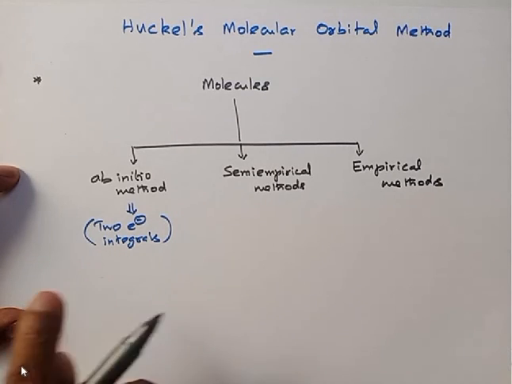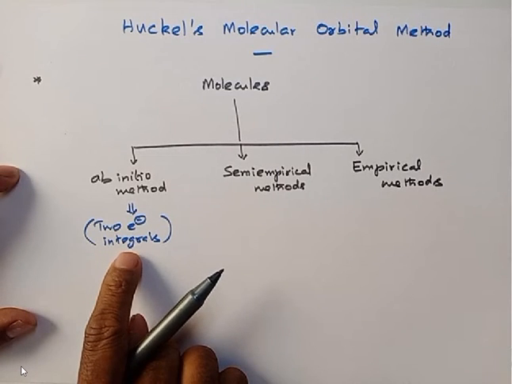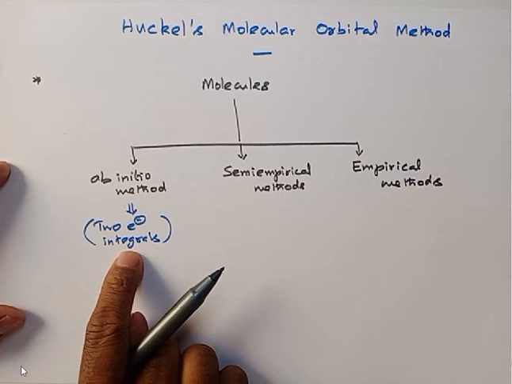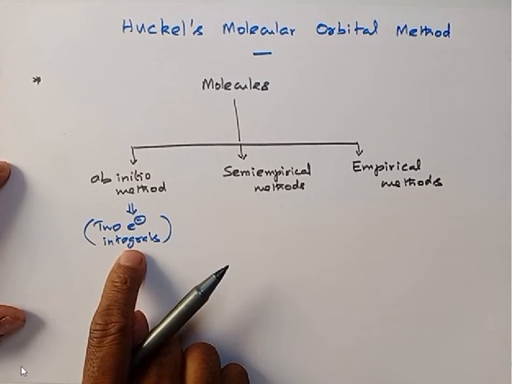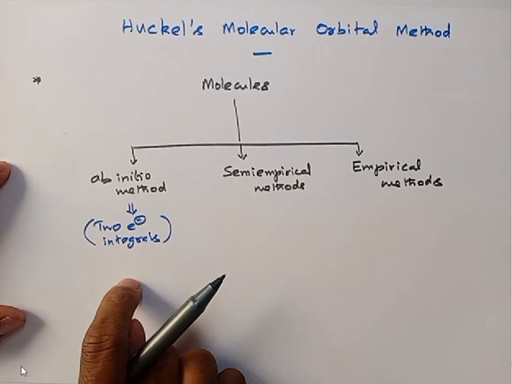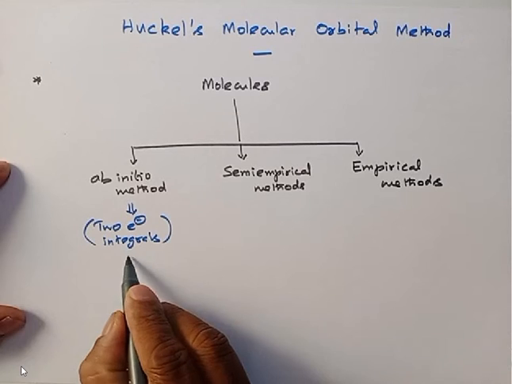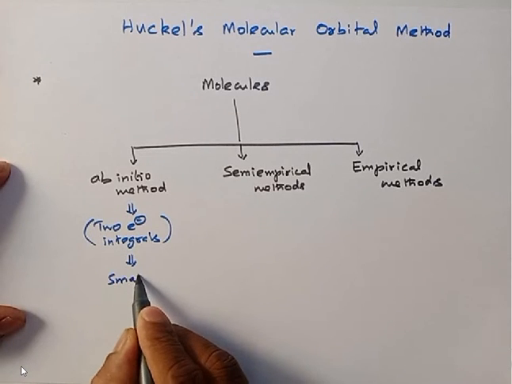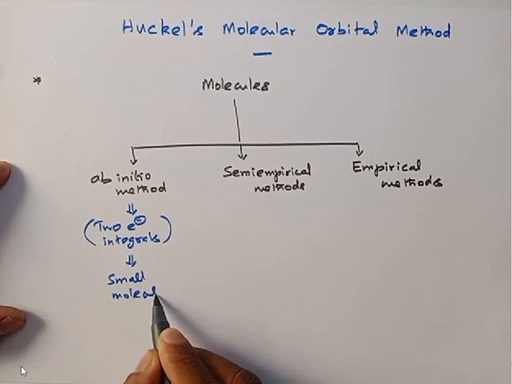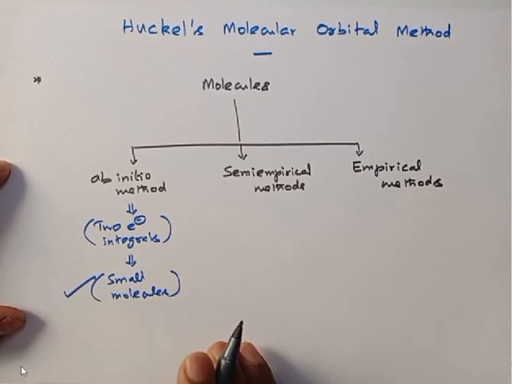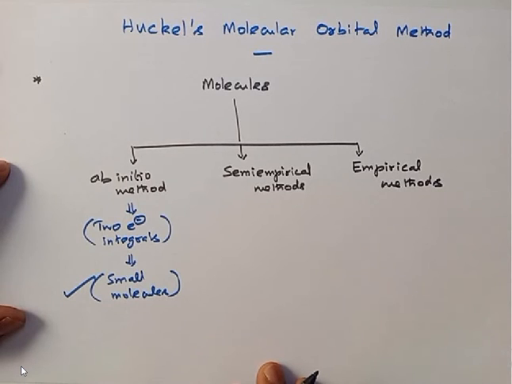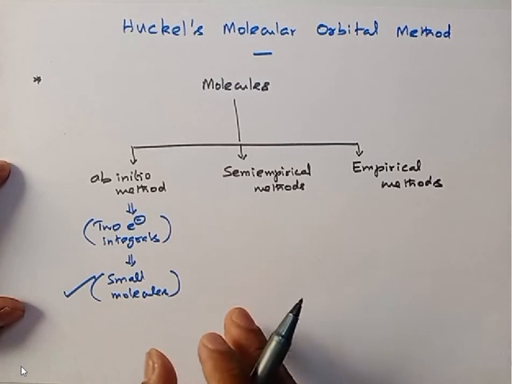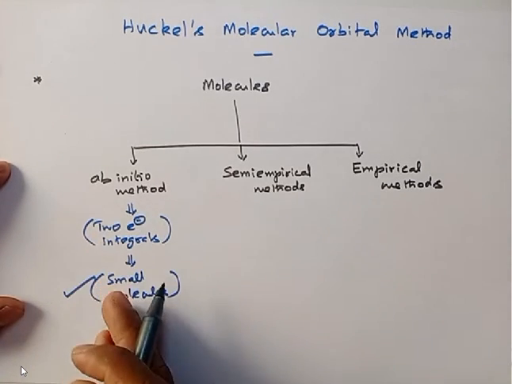But the problem is solving two electron integrals is a tough task. It consumes a lot of time and it also consumes a lot of money. So Abhinitio methods are usually carried out for small molecules. If you have small molecules, yes, Abhinitio method is a suitable option. But if molecules are medium size or large size molecules, then Abhinitio method is really a tough task.